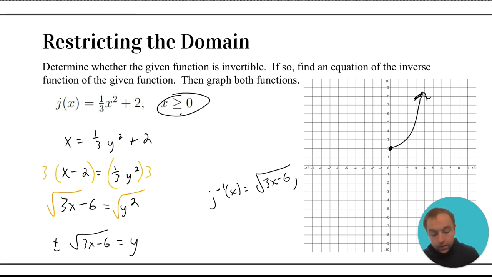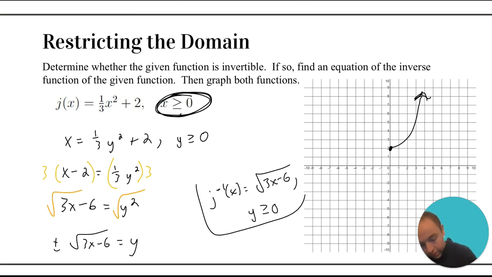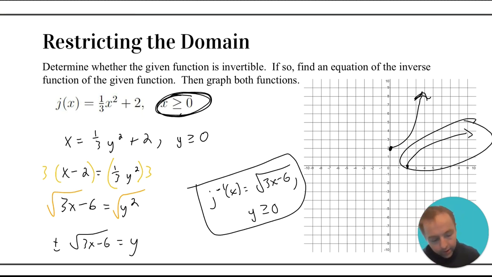So what that then means is, because you had this domain restriction where x was greater than or equal to y, you also have to switch and make the y now replace the x. So then you would have that y is greater than or equal to 0 as part of your equation for j inverse. And when you do actually graph this, you're going to get something that looks something like this, where indeed on that graph the y values are all greater than or equal to 0.